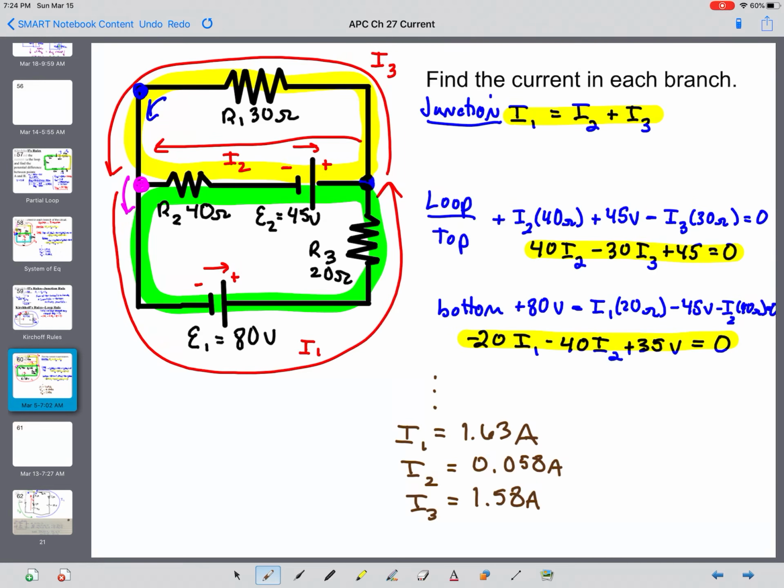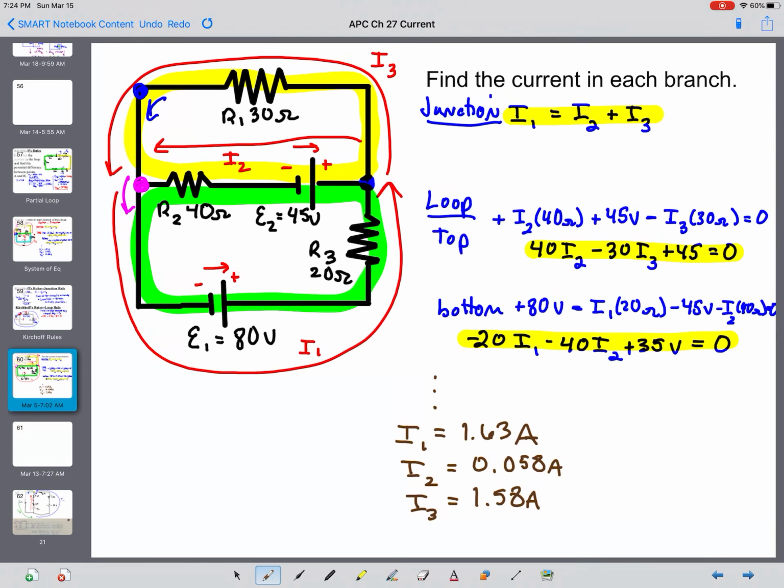Your key is be very organized. Make sure you keep track of which current is in which branch. Again, what direction you draw the arrows doesn't matter, but make sure you keep track of which is I1 and which is I2 and which is I3. And then the signs on each of the terms.